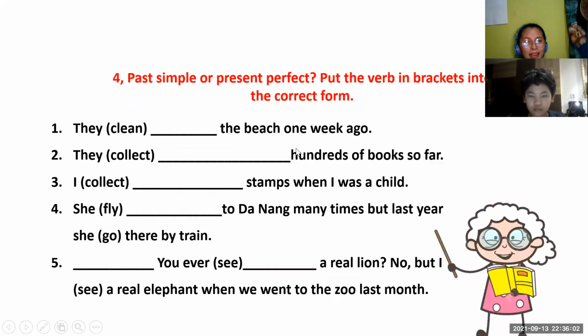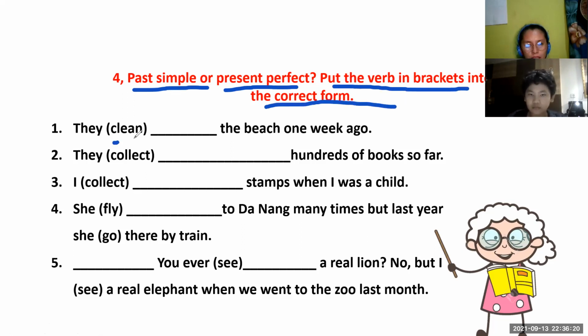Since we're done with the simple past, let's go to the next activity. Is it past simple or present perfect? Put the verb in the brackets into the correct form. Like clean, what will happen to clean? So you all are right. They cleaned the beach 1 week ago. So clean. You will choose a simple past or present perfect. Okay, I guess that will be the last activity. So I'll give you 30 minutes to think. Very well. Okay.